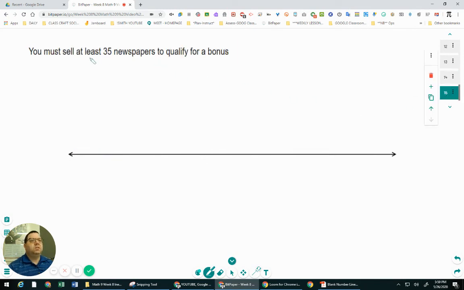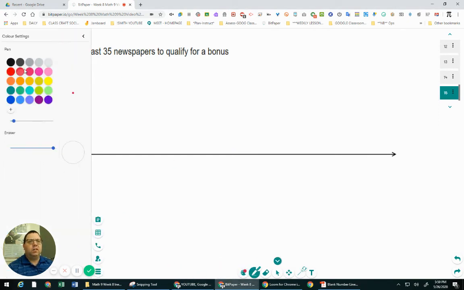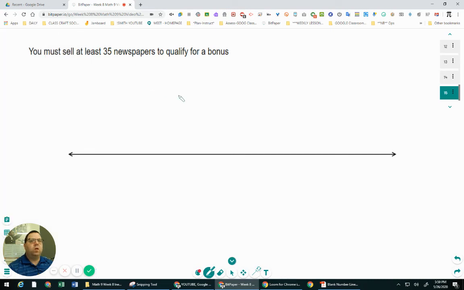Okay, you must sell at least 35. I think this is the last one. You must sell at least 35 newspapers to qualify for a bonus. Okay, let's see. So sales must be greater than, or you could just get it exactly, just scrape by and get it exactly 35. So mark off parts of your number line here, okay?